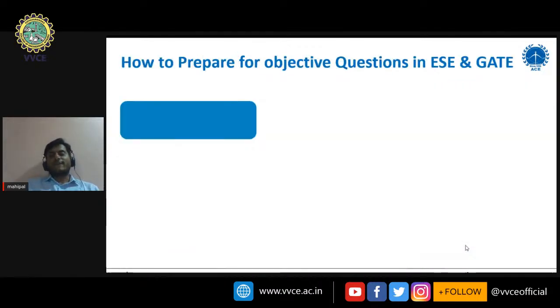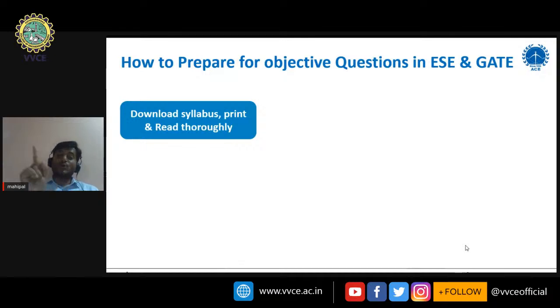So how to prepare for GATE as well as engineering services? The first thing I suggest is, download the syllabus and take a printout of it. No reading on the laptop, mobile, or pad. Take a printout, take a pen, and go through the syllabus thoroughly. Whether it is the ESE exam, the GATE exam, or any other competitive exam, go through the syllabus. Why do you need to go through the syllabus thoroughly? It will tell you two important things.